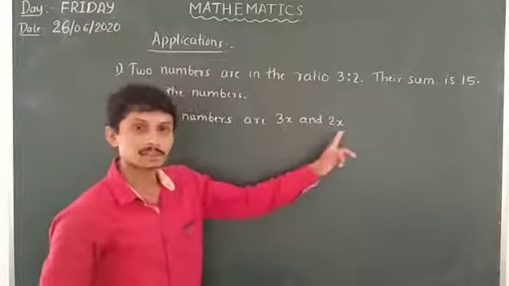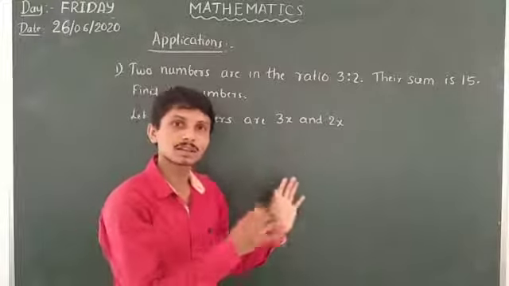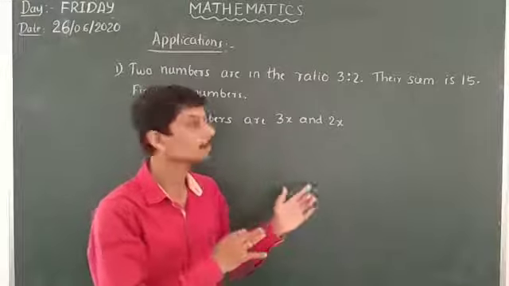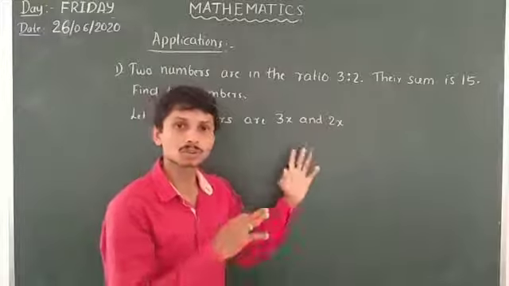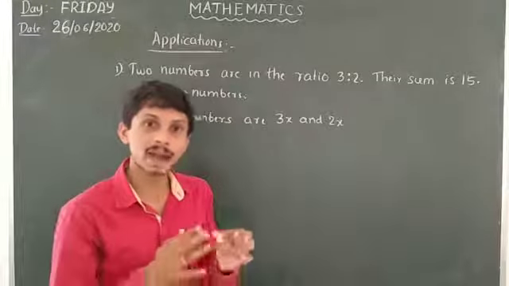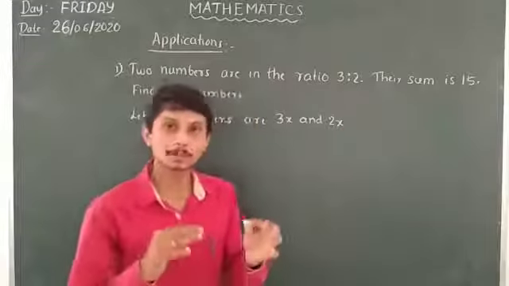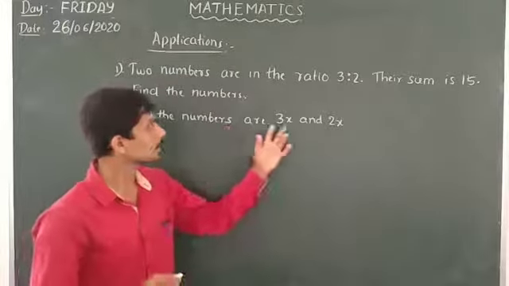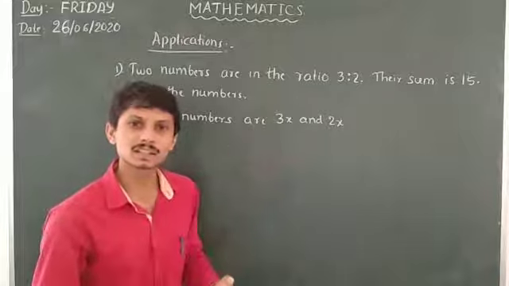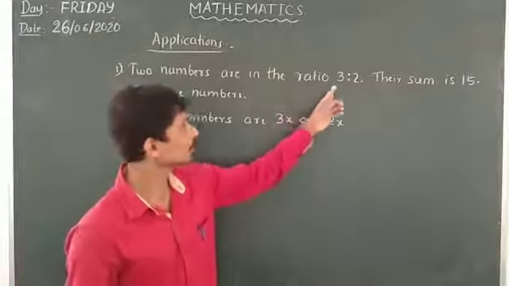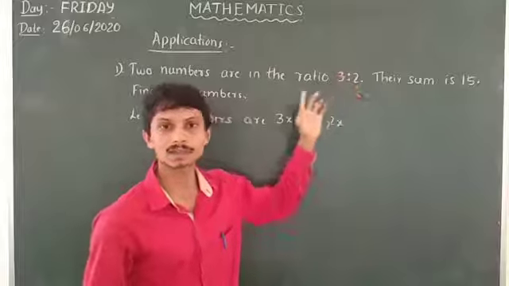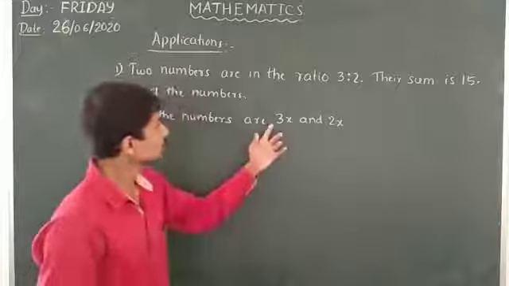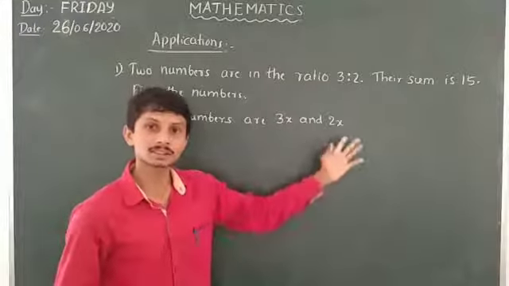We have to find that x term here, because both terms have some common term. We have to multiply that common term with 3 and 2, so those numbers can be added to get 15. So after the addition we get 15. Whatever the ratio in the problem, we multiply x here and x here. Those are the numbers we take for the problem: 3x and 2x.